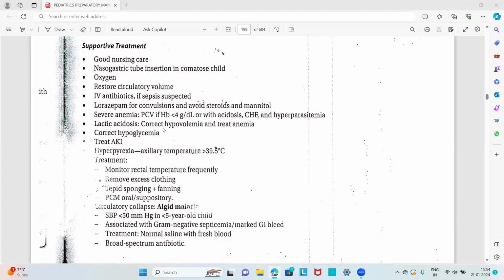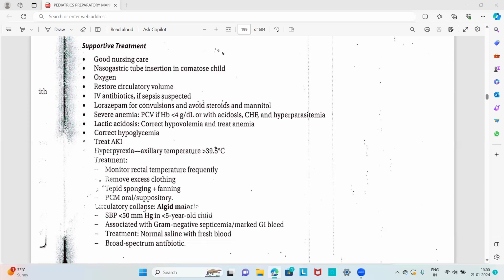Correct hypoglycemia, treat the acute kidney injury. In case of hyperpyrexia, that is absolute temperature greater than 39.5 degrees Celsius, the treatment is to monitor rectal temperature frequently, remove excess clothing, tepid sponging plus fanning should be required. The paracetamol or the suppository should be administered.